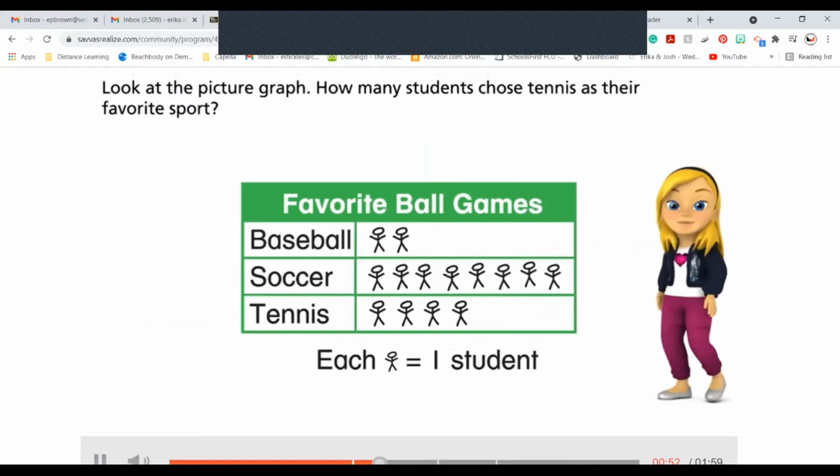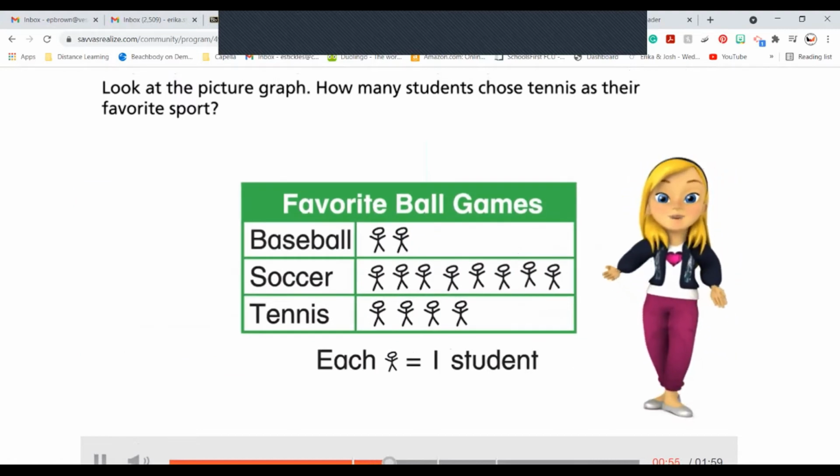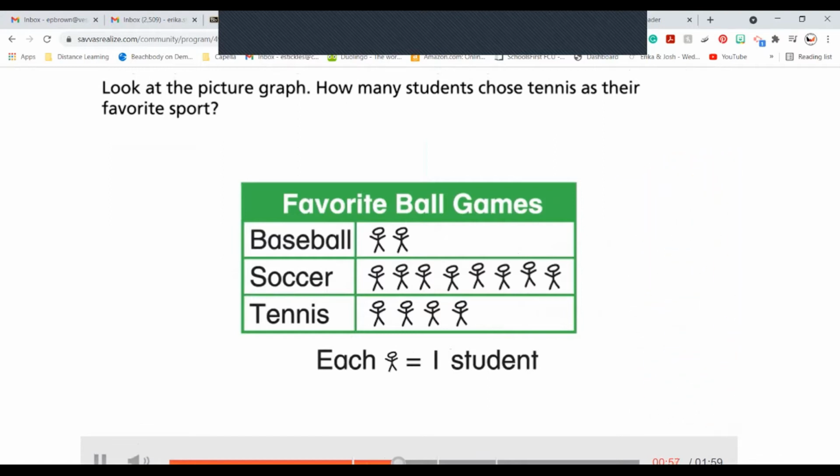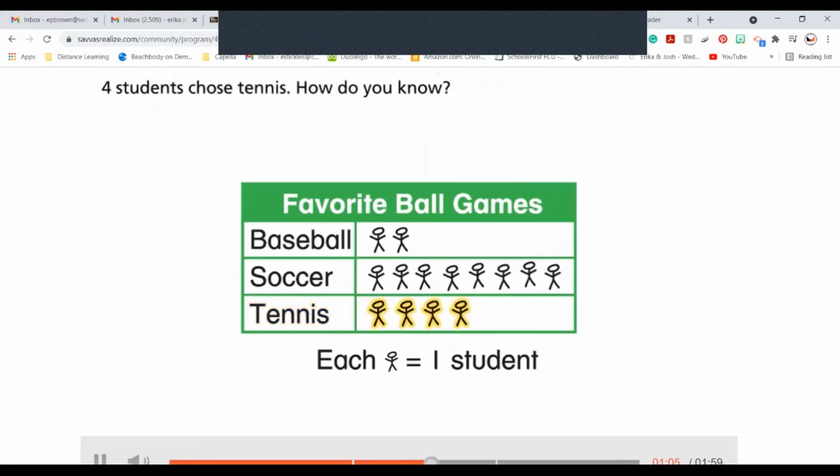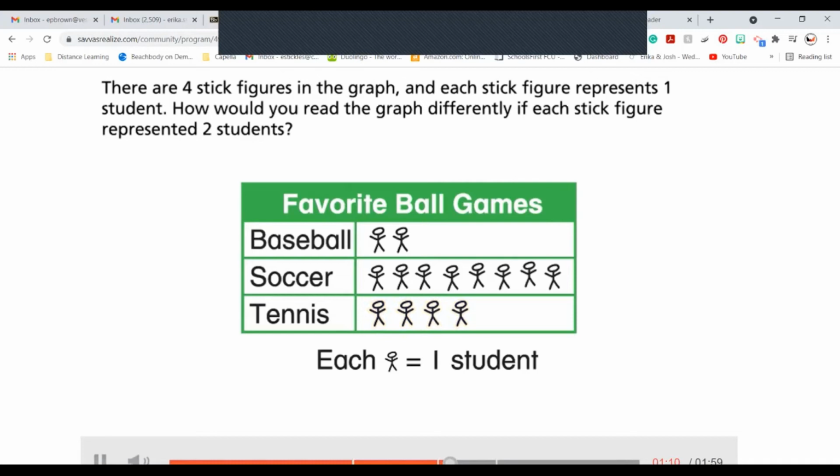Look at the picture graph. 8 students chose soccer. How many students chose tennis as their favorite sport? 4 students chose tennis. How do you know? I know 4 students chose tennis because there's 4 symbols or 4 little stick people, and each stick person is 1 student. So 4 students. There are 4 stick figures in the graph, and each stick figure represents 1 student.